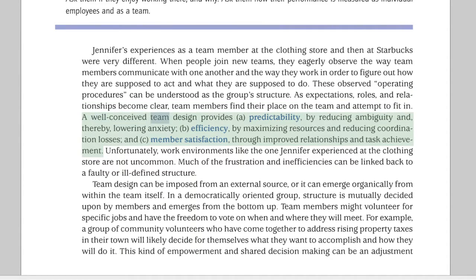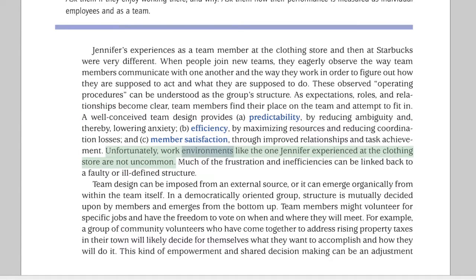A well-conceived team design provides: A. predictability, by reducing ambiguity and, thereby, lowering anxiety; B. efficiency, by maximizing resources, and reducing coordination time losses; and C. member satisfaction, through improved relationships and task achievement.